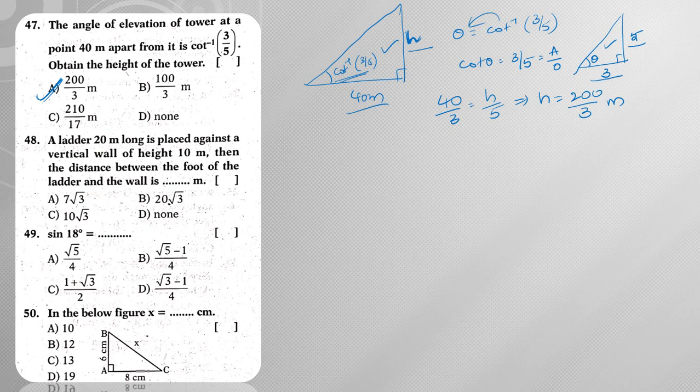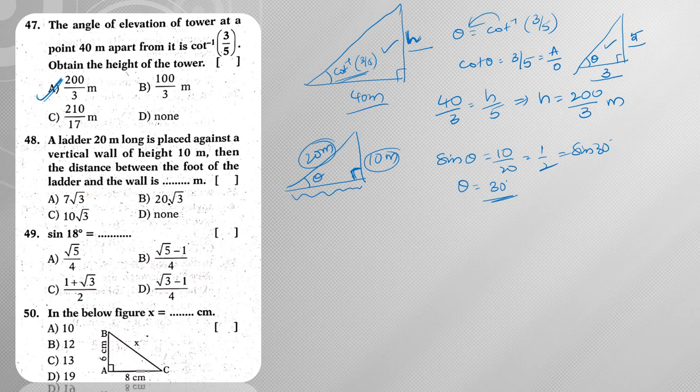Next, a ladder 20 meters long is placed against a vertical wall of height 10 meters. So the ladder length is 20 meters and the height is 10 meters. Then the distance between the foot and the wall is what is being asked. Let this be angle theta. Using sine, because we know opposite and we know hypotenuse, sine theta is equal to 10 by 20, which is 1 by 2, which is equal to sine 30 degrees. Then this theta value is 30 degrees, right?